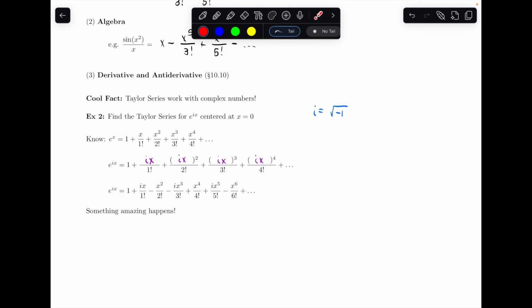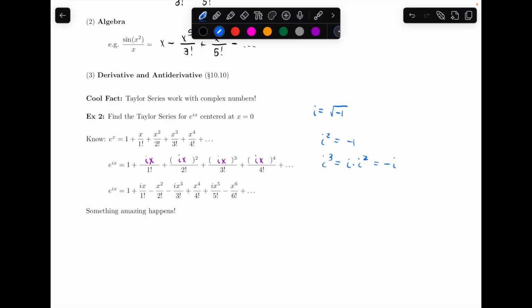If I simplify these, the first two terms I'll just keep as they are. But then when I have ix squared, i squared becomes negative 1, because when I square this, it gets rid of the square root. So that's why I have this minus, and then I get this x squared. i cubed is i times i squared, and i squared is negative 1, so this is negative i. So that's going to give me this negative, and then there's still an i there, and then x cubed.